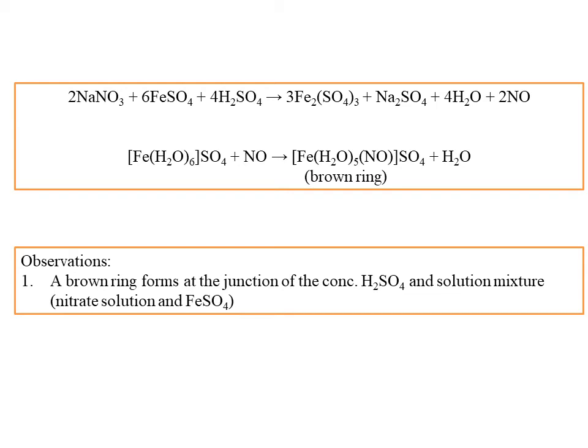That NO combines with the hydrated ferrous sulfate, and there goes the formation of a complex. There are 5 molecules of water, followed by NO and iron, then the sulfate radical and water. This complex, [Fe(H2O)5NO]SO4, is basically the brown ring which forms at the junction of the two liquids, leading to the confirmation that nitrates are present inside the solution mixture.